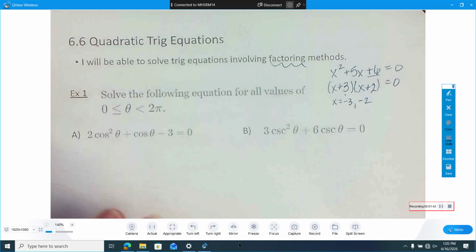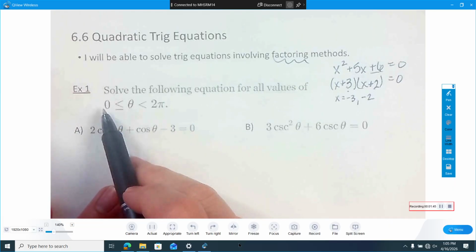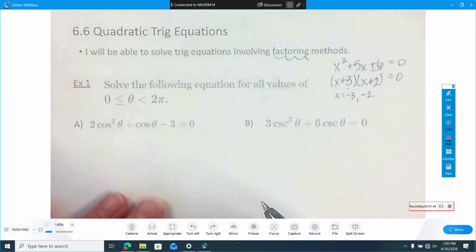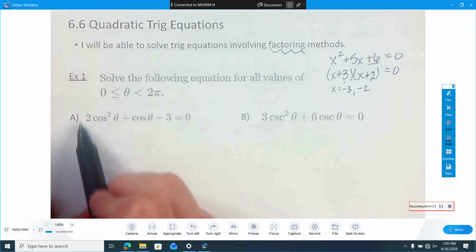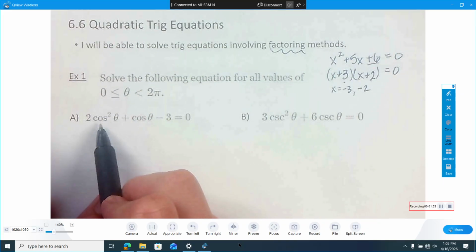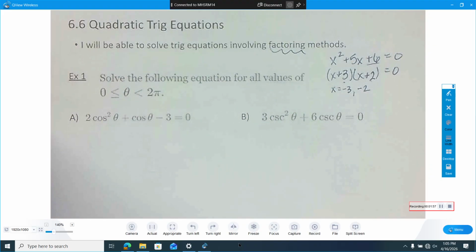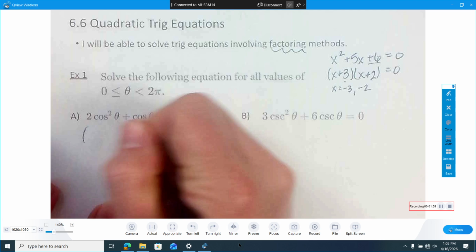So here we go. We want to solve the following equations for values between 0 and 2 pi. That's just one rotation around our unit circle. And you can see here, this is a quadratic form. We have something squared plus a something and then minus or plus a constant. This is going to double bubble for us.